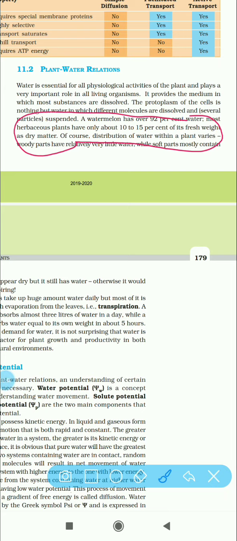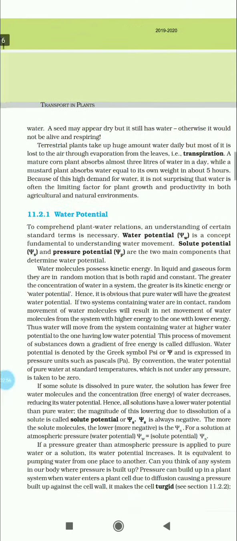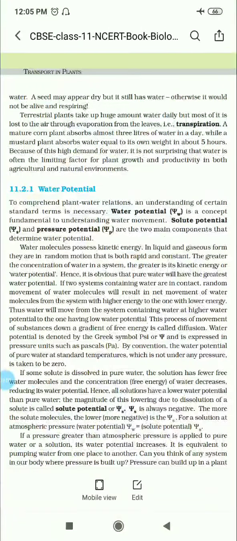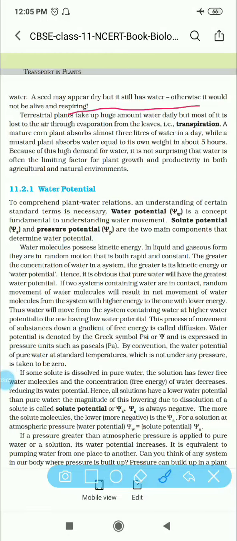Now the next part is the distribution of water within plants. As they mentioned, woody plants have relatively very little water, and the soft parts mainly contain water, as we know. Going further, a seed may appear dry but it will still have water. So you cannot really judge from the appearance of a dry part whether it contains water or not.